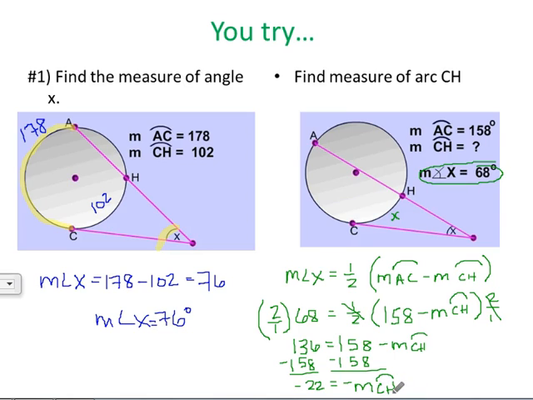If you want to, you can get rid of that measurement of arc CH and replace it just with a variable, if that's easier for you. We don't want a negative, so we're just going to divide each side by -1 to get rid of the negatives there. And our final answer then is that the measurement of arc CH is equal to positive 22 degrees.